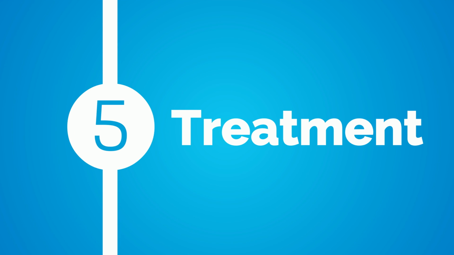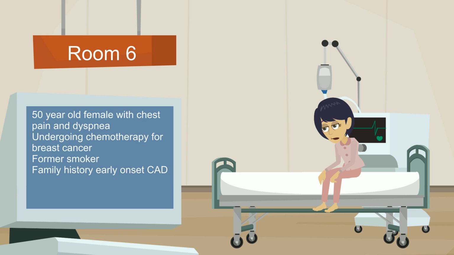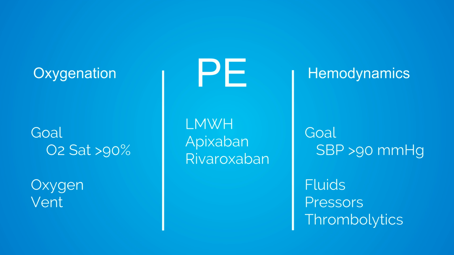Now that we've confirmed the diagnosis, it's time to move on to treatment. Because of the pulmonary embolism, the patient has a number of active problems, one of which is oxygenation, hemodynamics, and the pulmonary embolism itself. We need to address each of these problems. For the oxygenation problem, we can give supplemental oxygen. For hemodynamics, fluids, pressors, and other interventions.